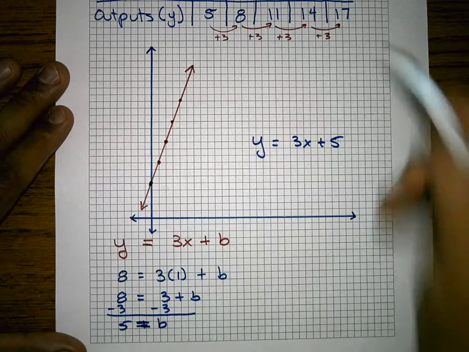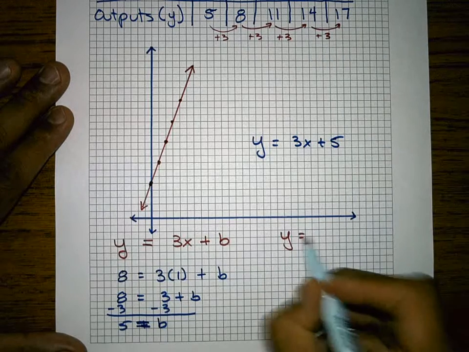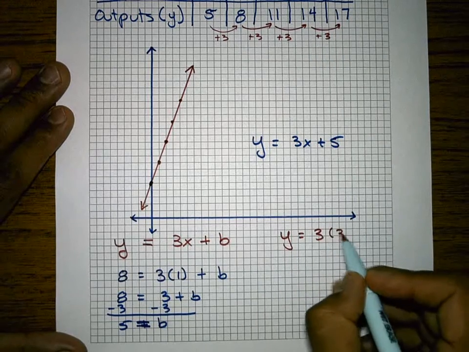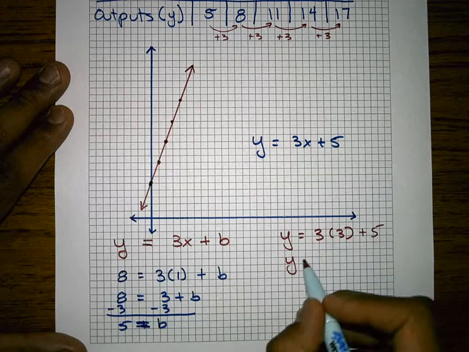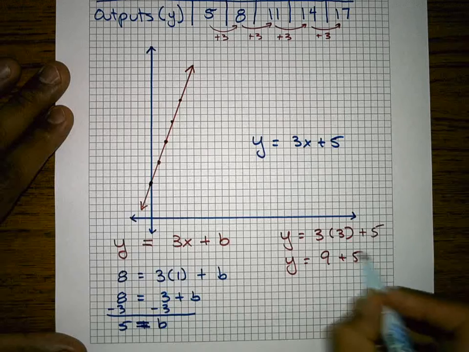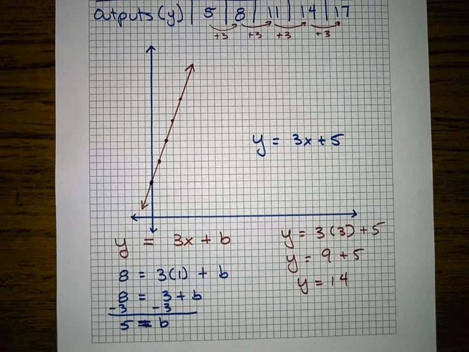I'm going to plug in a 3 here, and I better get a 14, okay? So I'm going to say y equals 3 times 3. I'm plugging in a 3 for the x, plus 5. And y equals 9 plus 5, and that is 14. So it works. All right?